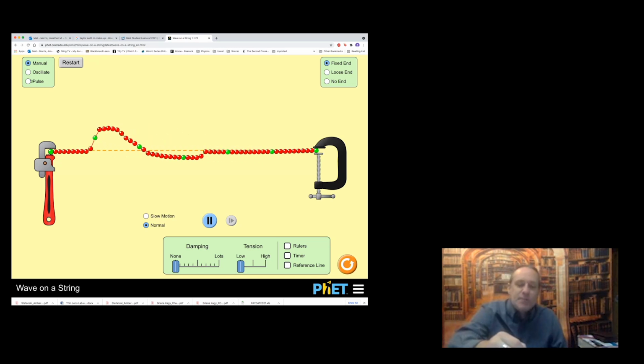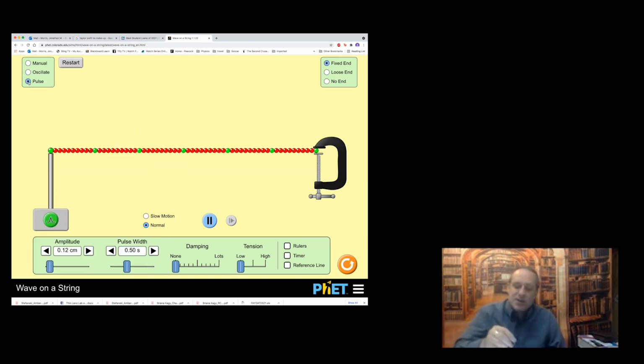Okay, we can also send pulses. There's an option to send a pulse. I just press the button, and I'm going to turn the amplitude up on that. So the amplitude is how tall my pulse is. Got low tension, got high tension. Okay, so we can watch what happens with the pulse.